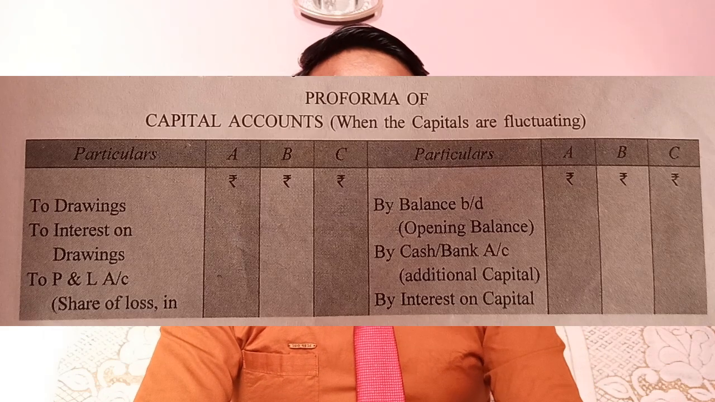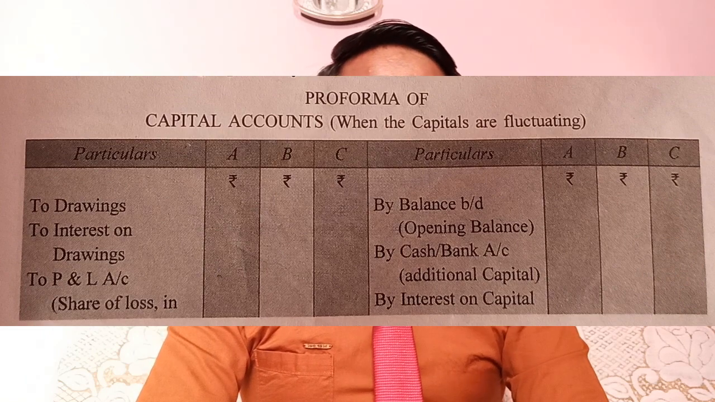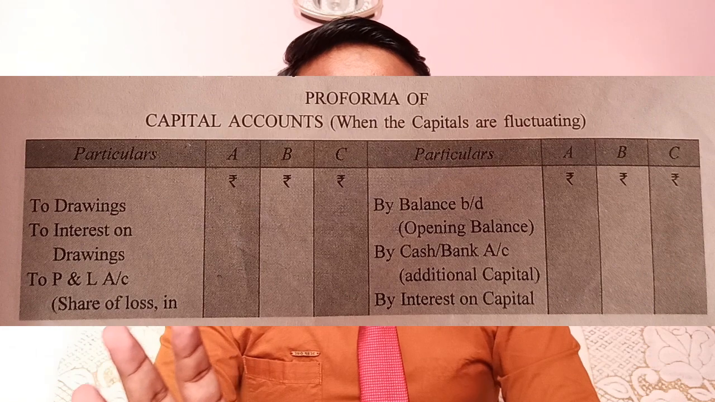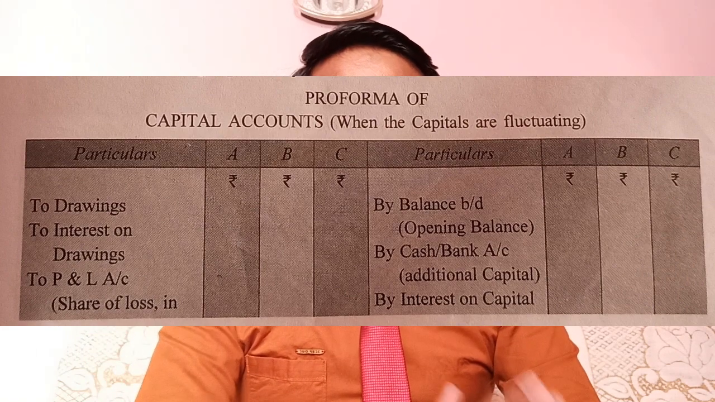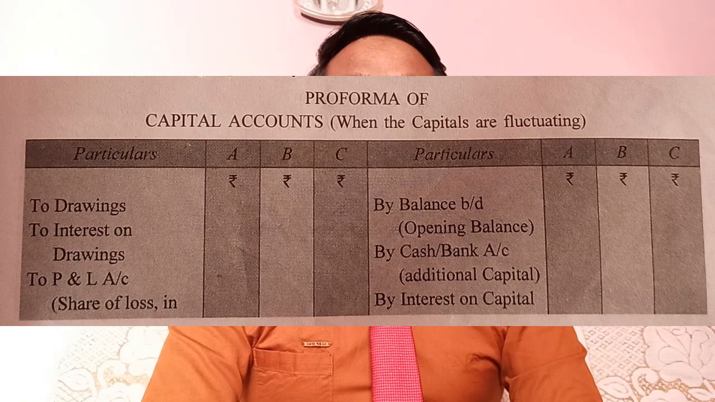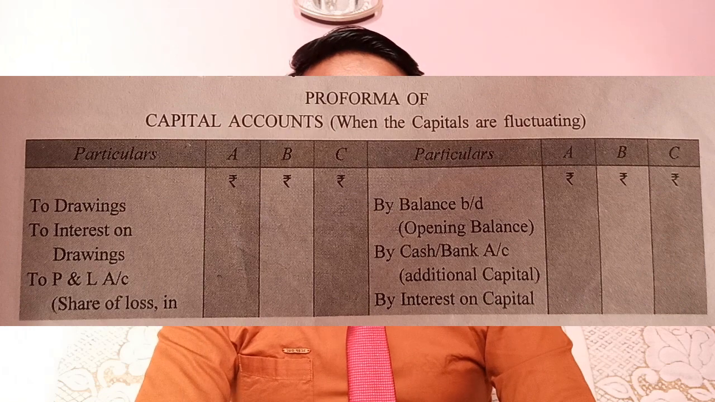Next is fluctuating capital. When a capital changes from time to time, it is known as fluctuating capital. Next, you can see the pro forma of a capital account. It is the same as a current account, the same as a fixed account. Fixed capital is shown in this account, but we prepare only one account called the capital account. So the pro forma of the capital account has a debit side and a credit side.